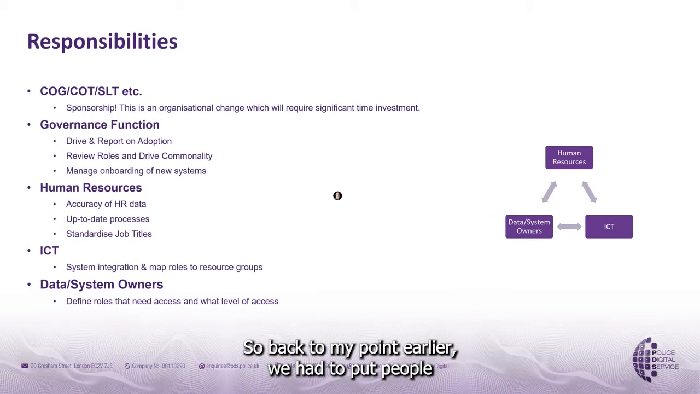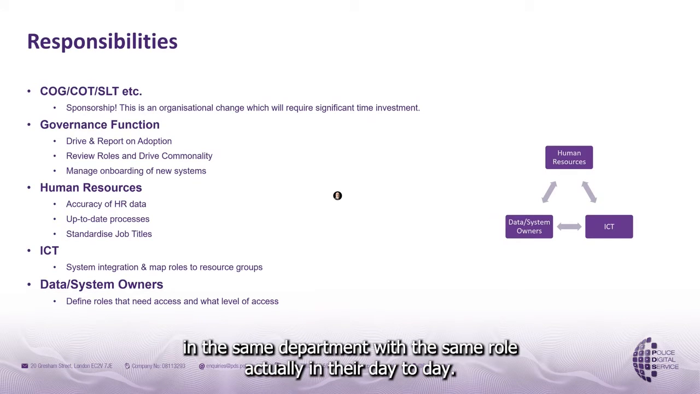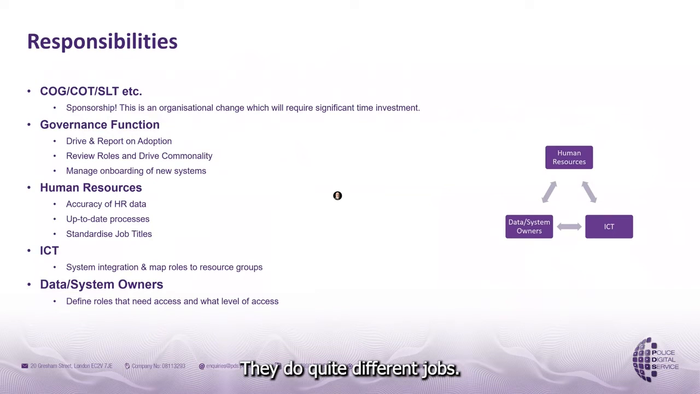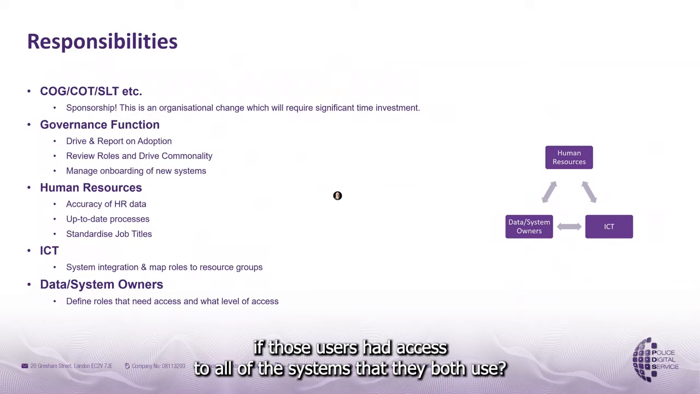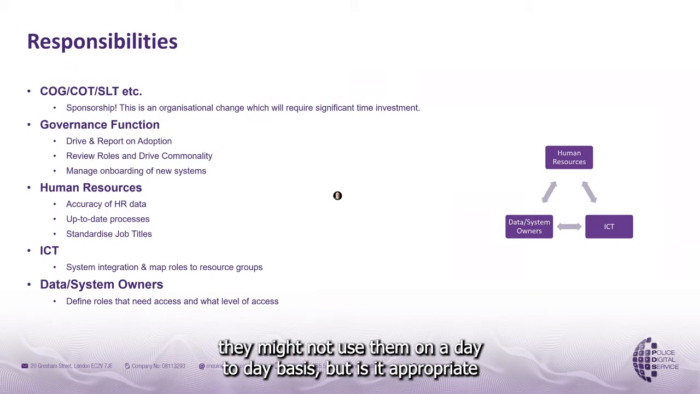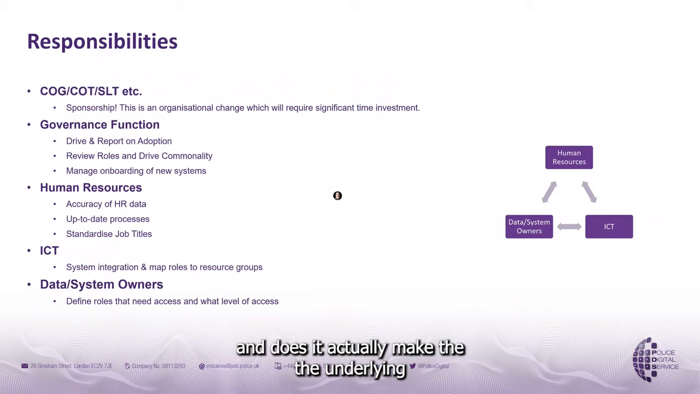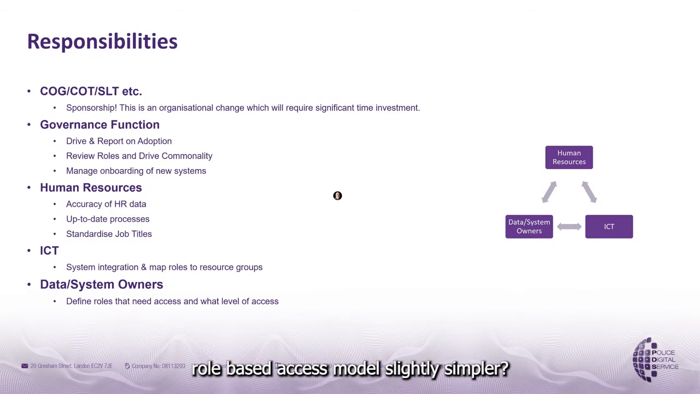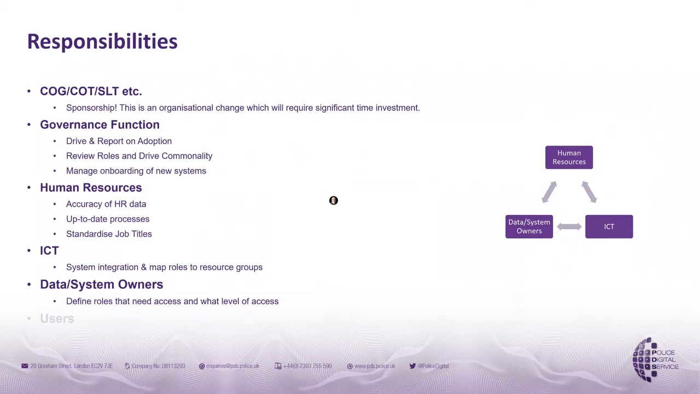So back to my point earlier, where you had two people in the same department with the same role, actually in their day-to-day, they do quite different jobs. But the question is, would it be simpler if those users had access to all of the systems that they both use? So a single role gaining access to single systems. They might not use them on a day-to-day basis, but is it appropriate? And does it actually make the underlying role-based access model slightly simpler?